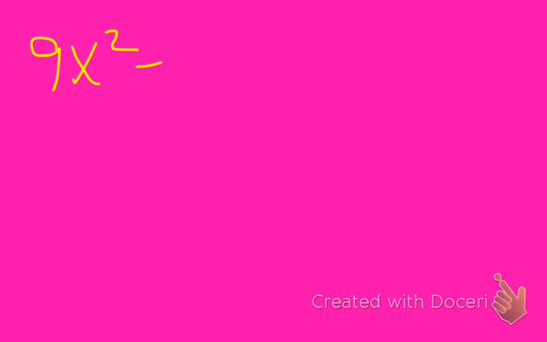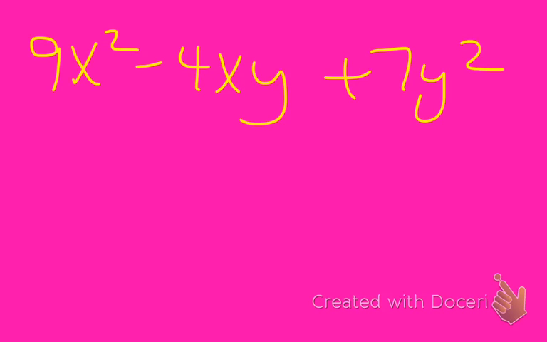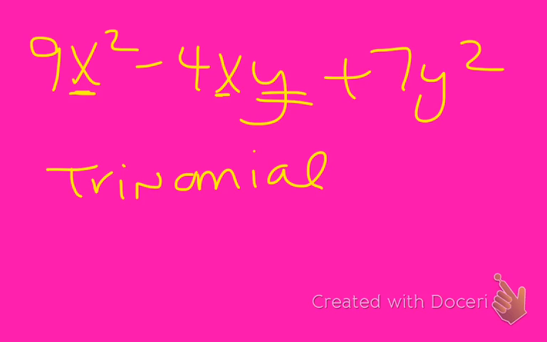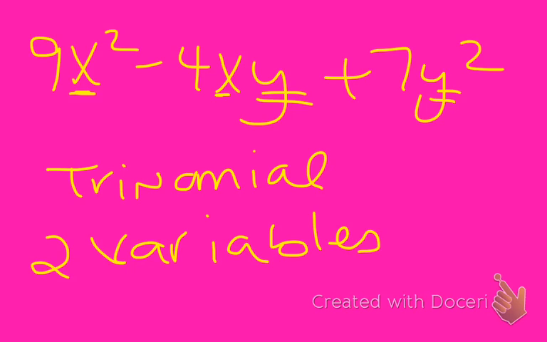9x² minus 4xy plus 7y². So that's a trinomial. And then what was the other question? How many variables? 1, 2, 3, 4. Yes, but we have an x and an x, so that's only one. And we have a y and a y, so it's only two variables. Very good. Do you understand? Yes. Good thing we're going over this. And then what's the degree of this? Second degree. Yes.